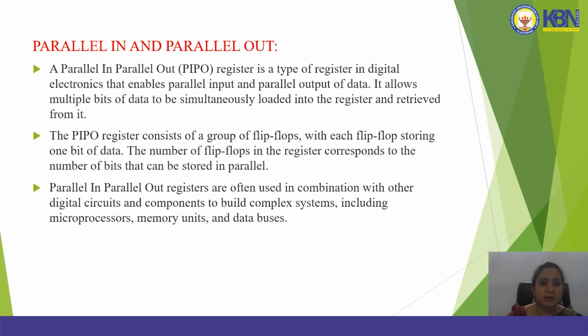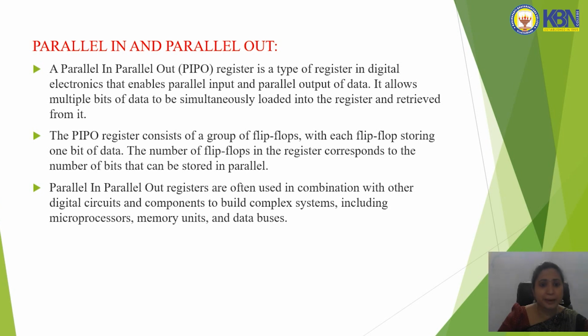Let's see another register, parallel in parallel out. Before, the data was transferred bit by bit in serial combination. Here the data will be transferred in parallel conditions. The parallel in parallel out register consists of a group of flip-flops, with each flip-flop storing a bit. The same process is repeated here, but the circuit connection will be different.